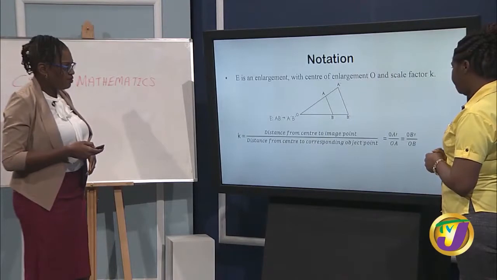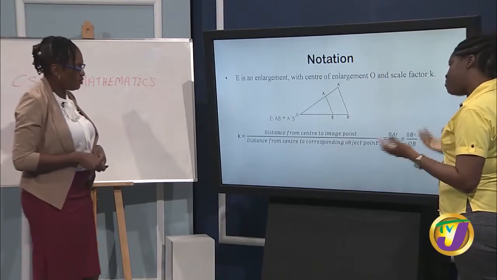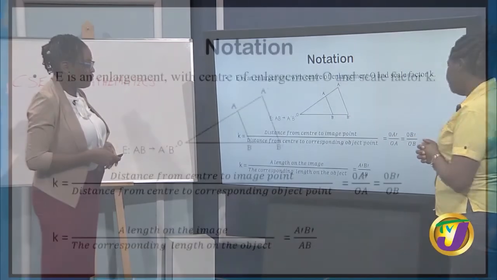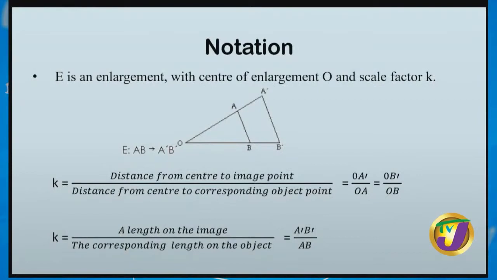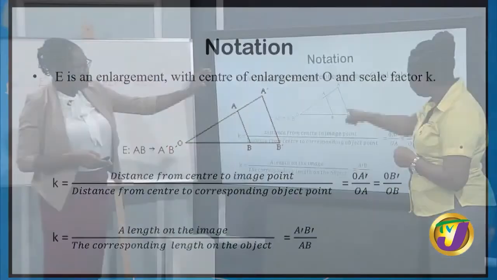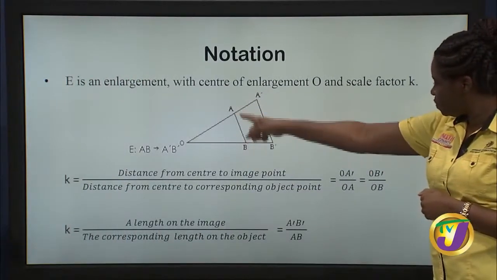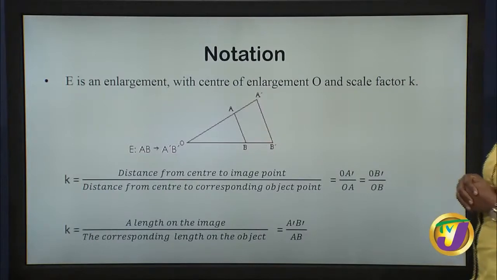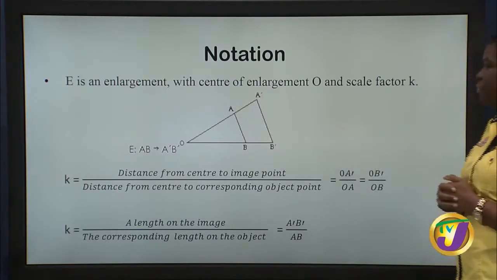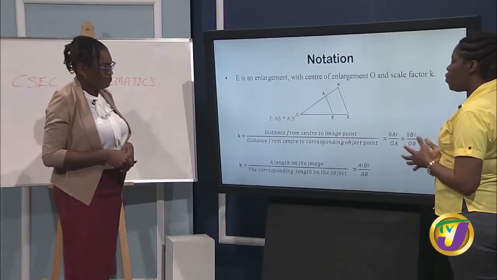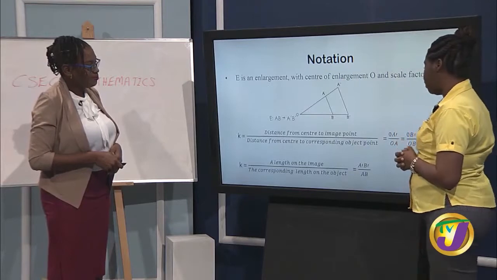So this seems to be something linked to ratio and proportion, right? Right, because the sides are proportional. Awesome. So we can also find a scale factor by comparing a length on the image, the line segment A prime B prime, to the corresponding length on the object, AB. So when we compare them, how are they related? How are they connected? That's how we would be able to find our scale factor.